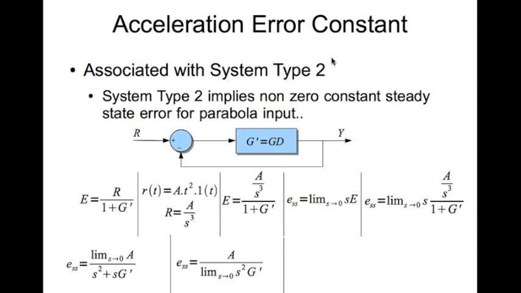Now if the system is of type 2, you can factorize 1 divided by s squared from g dash, therefore that s squared will cancel with the factorized 1 divided by s squared. So this term in fact is going to be a non-zero constant. Therefore, the acceleration error constant k subscript ACC is equal to the limit as s tends to 0 of s squared g dash. Therefore, the steady state error ESS is A divided by the acceleration constant.